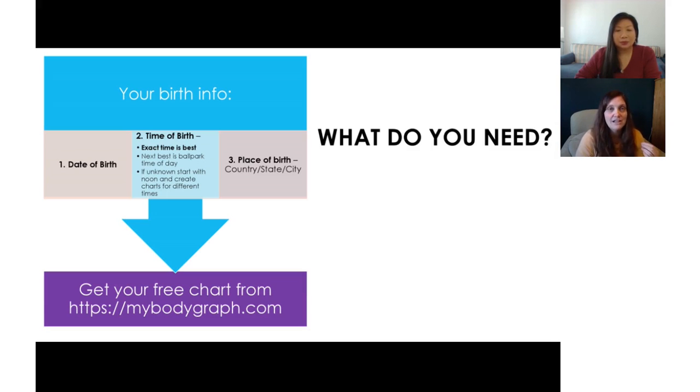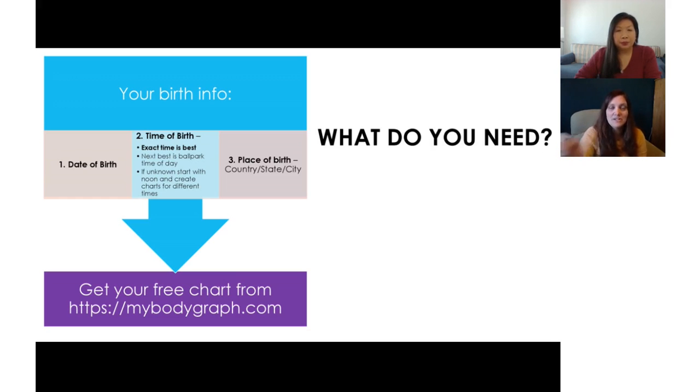And if not, then if you know that you were born in the morning, in the afternoon, or the evening, do your best to guess that approximate time. And if you're completely not sure at all, then go ahead and start with noon, and then you can always run your chart later for different times during that day and see if anything changes in your chart. You'll also need to enter your birthplace, so your country, your state, and your city. You need that not so that they know all your personal information, but so that they can calculate the correct time zone, because time zone does change what your chart might say.